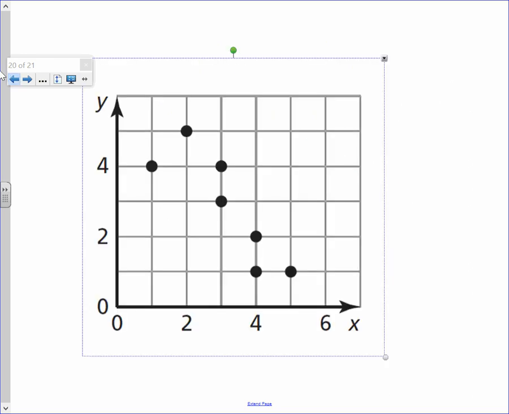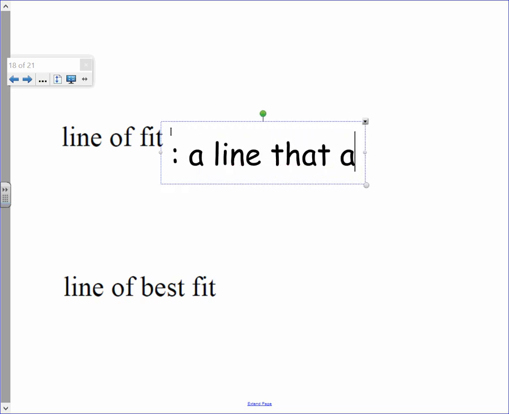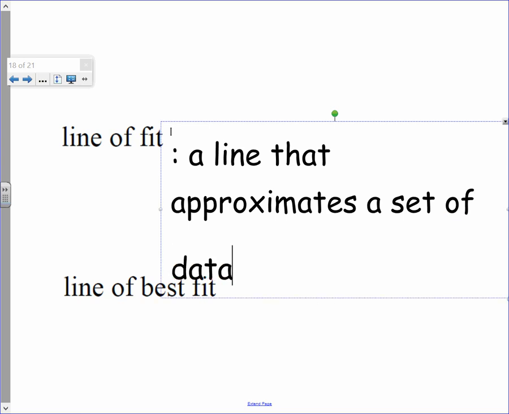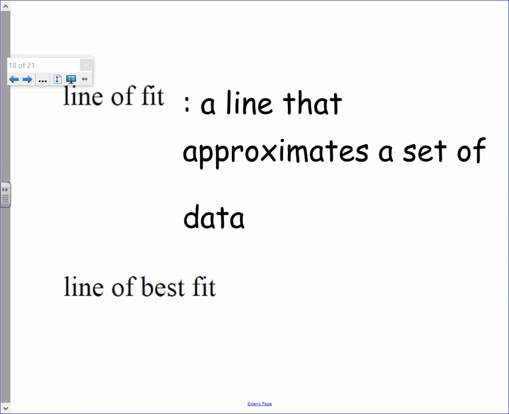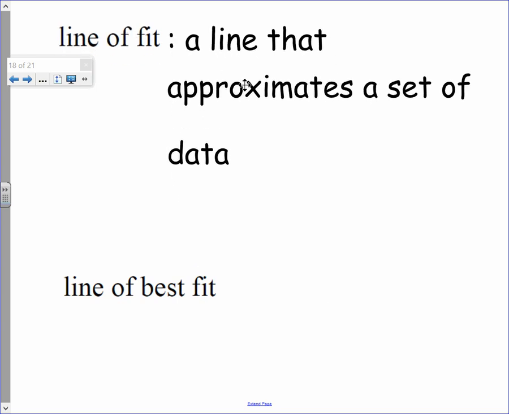So notice, your first word is called line of fit. And here's what you're going to write. A line that approximates a set of data. And write that in there. A line that approximates. So the key word here is approximates.